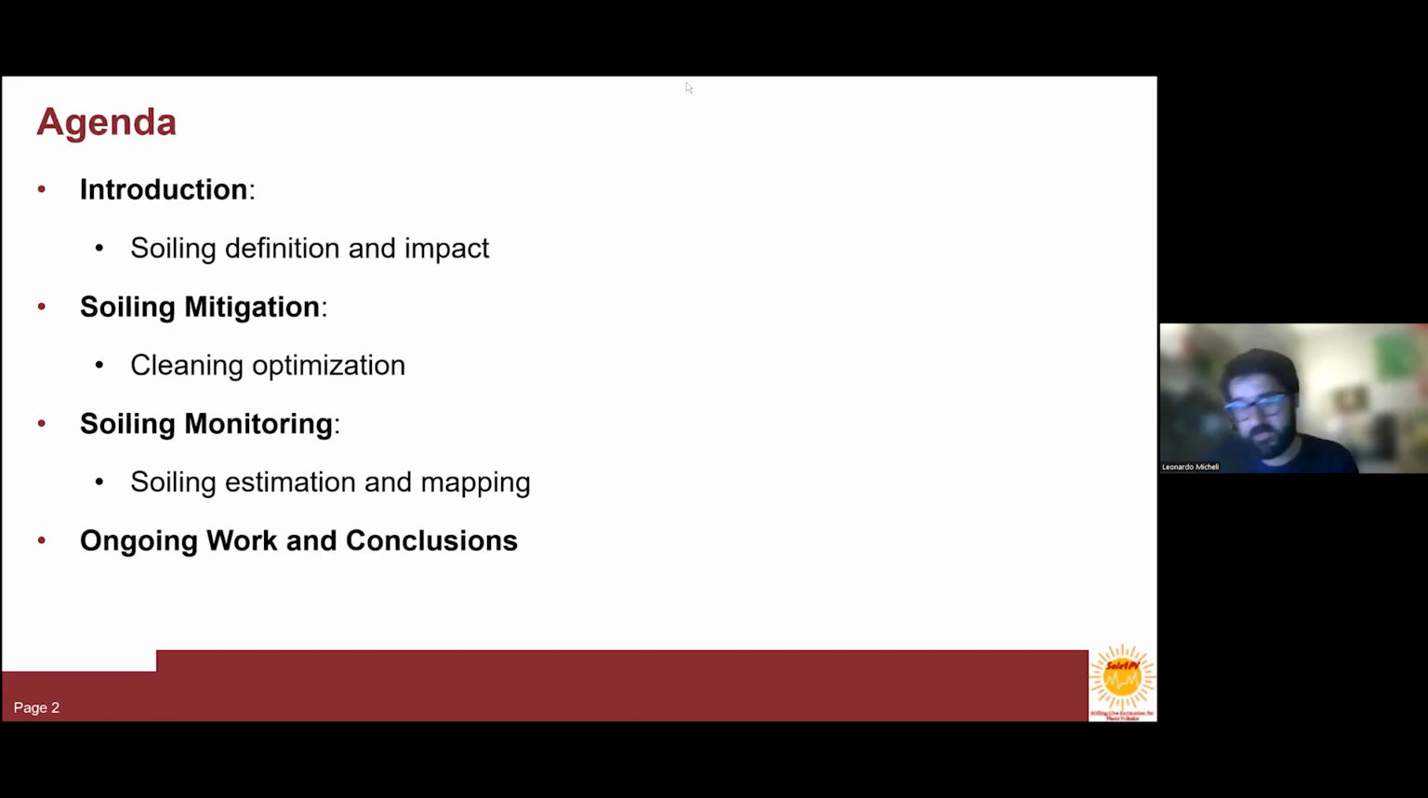Soiling, as we will see throughout the talk, is not just a matter of operation and maintenance. It's something that starts even earlier. For example, when a new PV site is selected, we can already act before the PV site is operational to limit the soiling losses. And we will see that. We will talk about how soiling can be estimated, how we are working to map soiling, and then I'm going to take the chance to describe some of the ongoing work and try to summarize the conclusions.